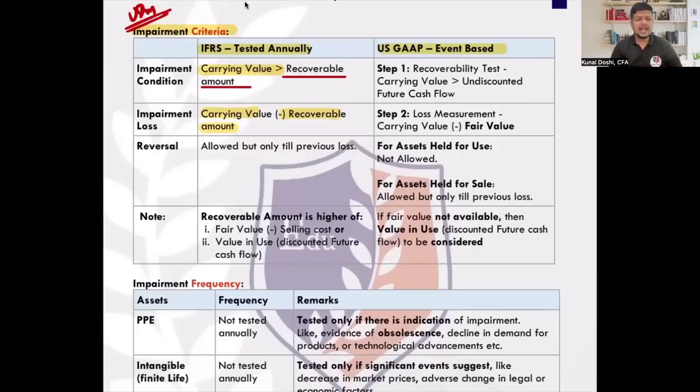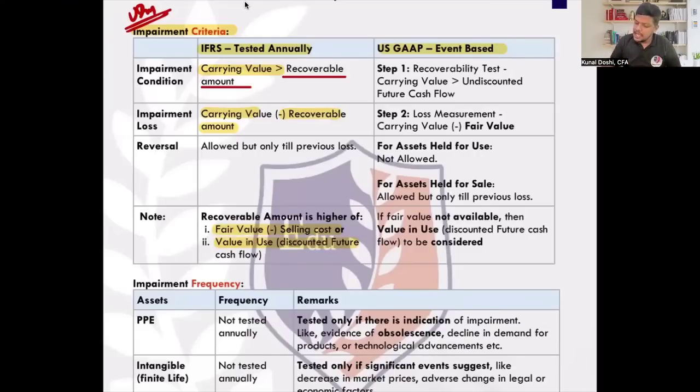Tell me one thing, if the car is damaged, it's in working condition, but not that great anymore. You have two choices. Either sell the car right now in the market. If you sell it, you will get fair value minus selling cost, that is NRV, net realizable value, or you continue using it. If you continue using it, you'll generate some savings or cash flow. Present value of all of that is called value in use.